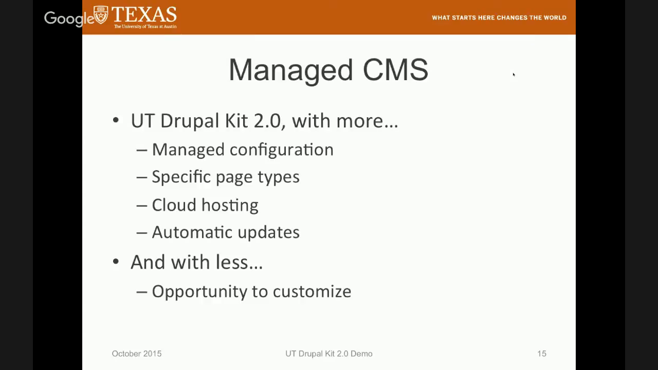We're going to be including some more specific page types. These are those use case specific page types that I mentioned earlier, such as faculty profiles, events, course listings, news articles. We hope to also make those page types available as freestanding downloads that UT Drupal Kit site owners will be able to add to their sites, but we do not plan on making those a part of the UT Drupal Kit distribution in the future.